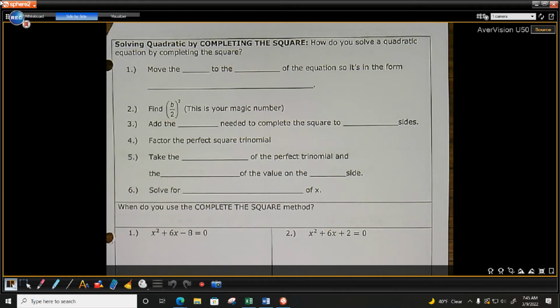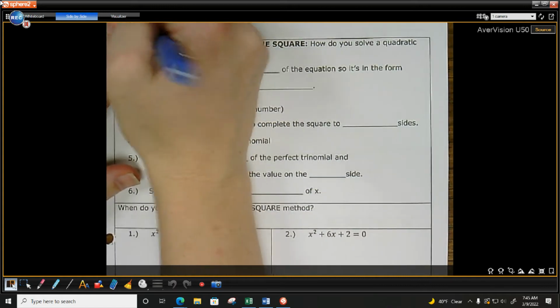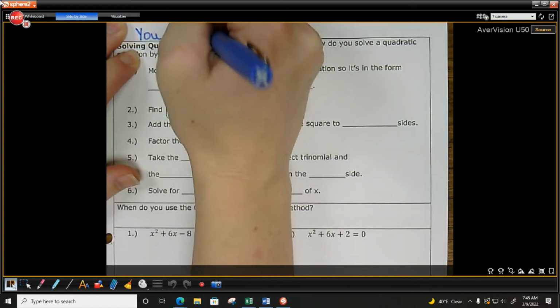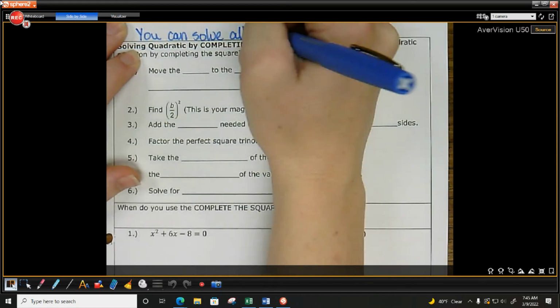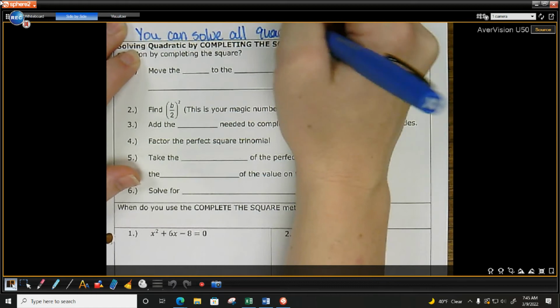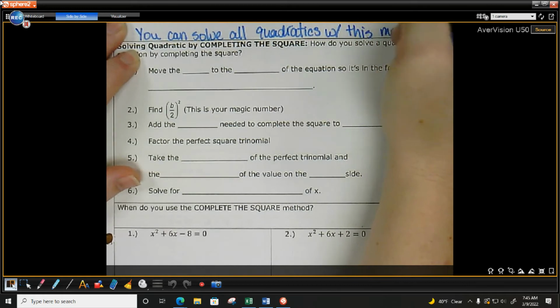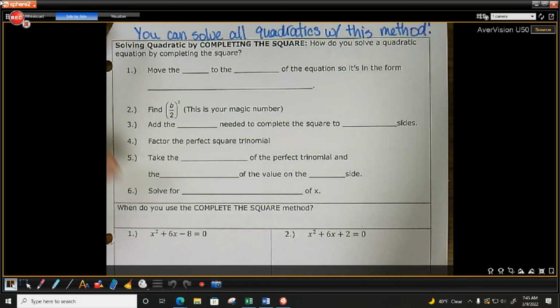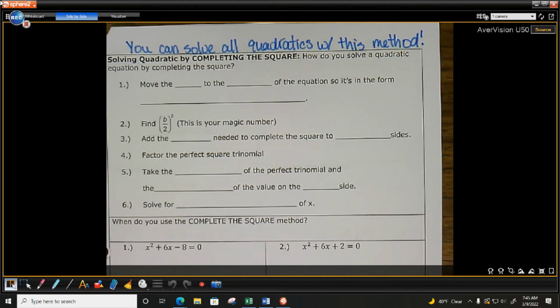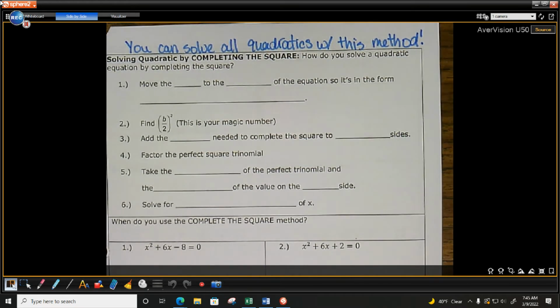How do you solve a quadratic by completing the square? There's a bunch of steps, a lot longer than taking the square root of both sides, right? Now, why would I even show you this method? You can solve all quadratics with this method. That's why we do like this method, and you will use this in algebra too, so that's again why I'm showing it to you.